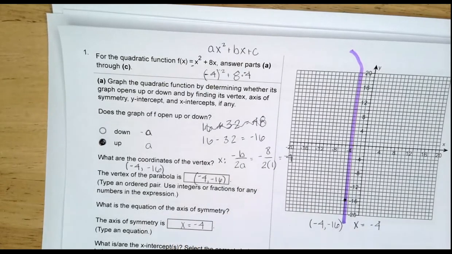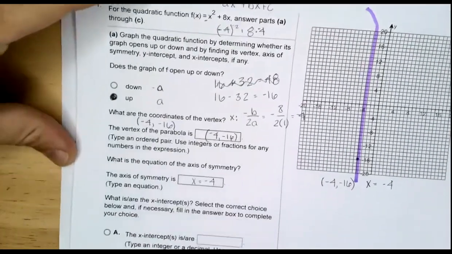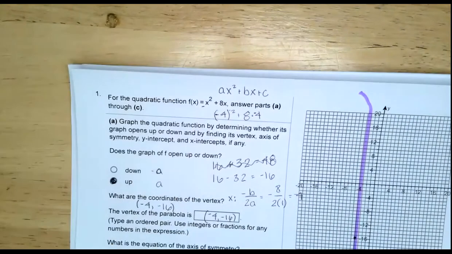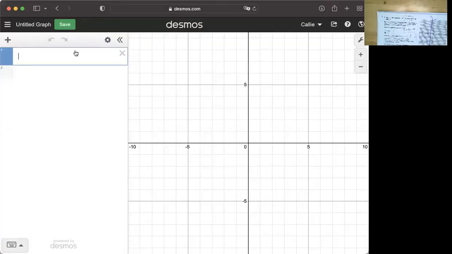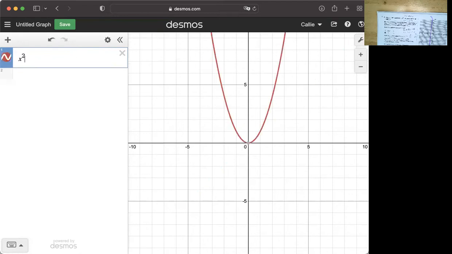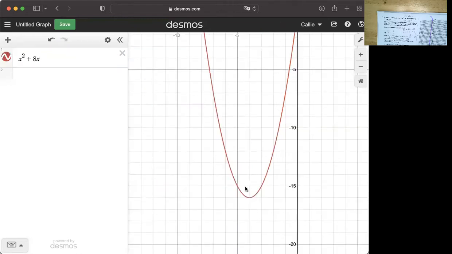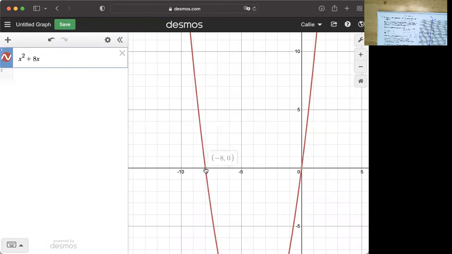Good. Then it's asking us to find the x-intercepts. You're welcome to put that into Desmos, and if you can find the answer quickly, that's a perfectly legitimate way to do it. So, for example, here we can do x squared plus 8x. You can see that the vertex is negative 4, negative 16. You can see that the x-intercepts are negative 8 and 0. Good.